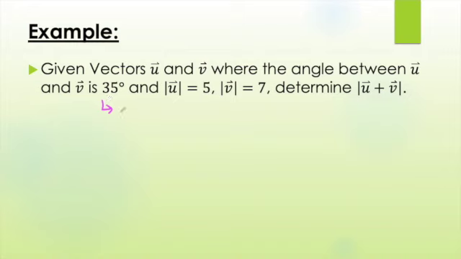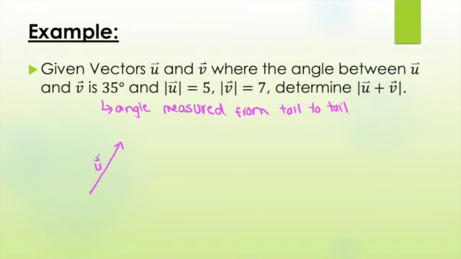Please note, when you draw an angle, you're going to draw it tail to tail. Okay, so that's always how you draw an angle between two vectors, tail to tail. Okay, so let's just say that we have u here, which is equal to 5, and then we're going to draw v here, which is equal to 7, and the angle between them, see it's tail to tail, is going to be 35 degrees.